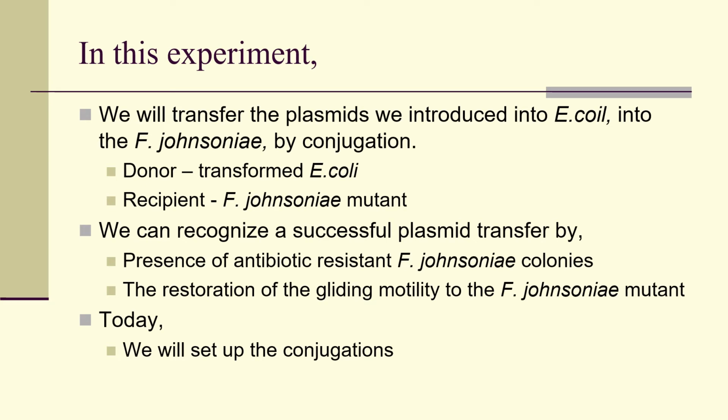In this experiment, we will use conjugation to transfer the plasmids that we introduced into E. coli into the Flavobacterium johnsoniae mutant. The donor cells are our E. coli with the plasmids, and the recipients are the Flavobacterium johnsoniae mutants. We can recognize a successful plasmid transfer by the presence of antibiotic resistance in Flavobacterium johnsoniae colonies and by the restoration of the gliding motility to the Flavobacterium johnsoniae mutant. In today's experiment, we will set up the conjugations.